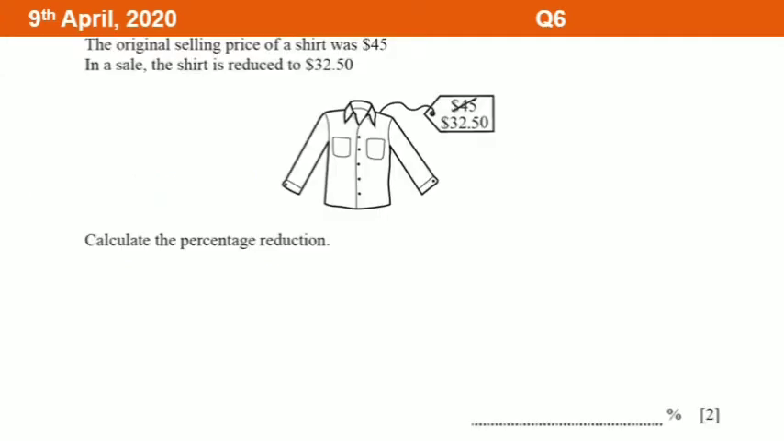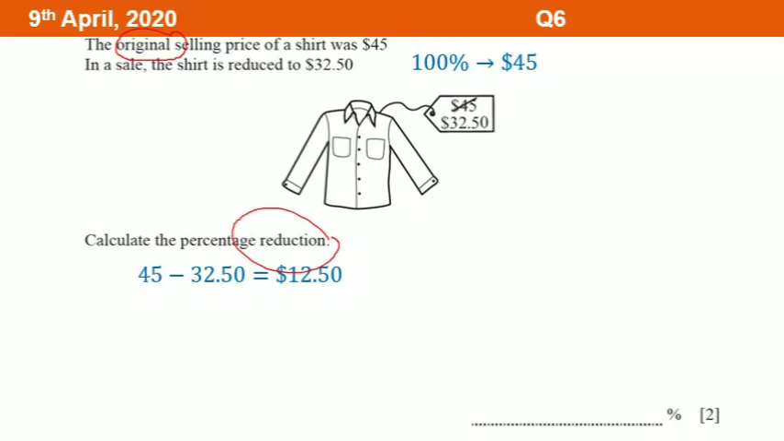Continue to question 6. The original selling price of a shirt was $45. It's written as original. If original, it's always 100%. So we already have one proportion: 100% is equal to $45. Go to second sentence. In a sale, the shirt is reduced to $32.5. Calculate the percentage reduction. So we need to find the reduction first. To get the reduction, we need to find the difference between the original and the sale price. So we need to subtract them.